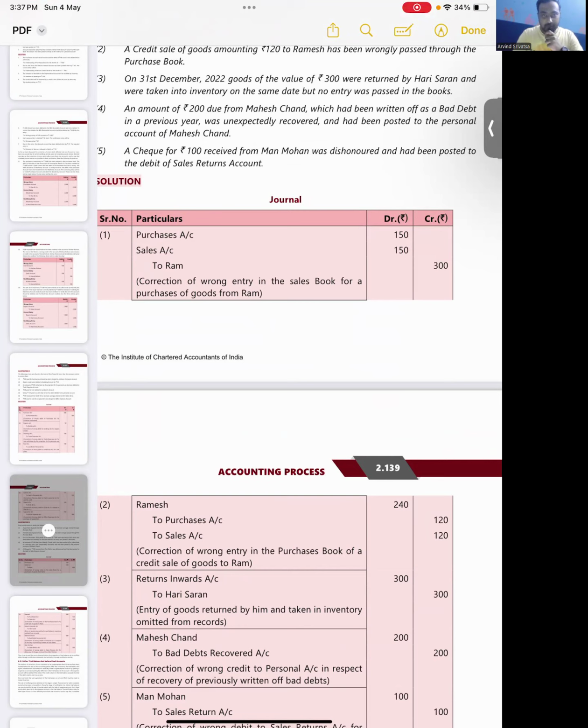Actually the check got dishonored, sir, because Manmohan didn't have enough funds in his account. He gave a check for 100, but he didn't have 100 rupees balance in his account. So the bank told us, sir, we cannot give you 100 rupees from Manmohan's account because he doesn't have anything in his account, sir. He's a pauper, sir. Okay. I hope you understood. So now what we will pass is when the check is getting dishonored.